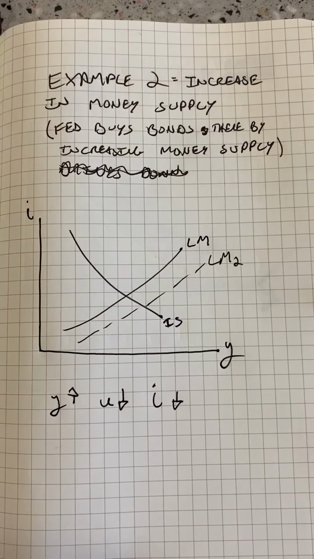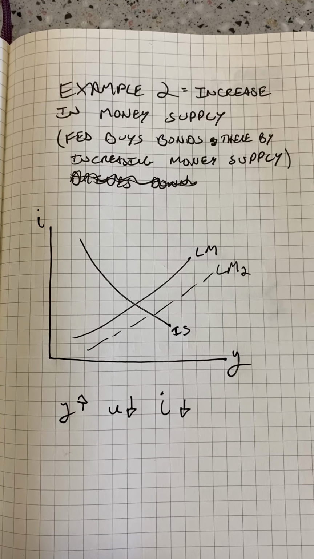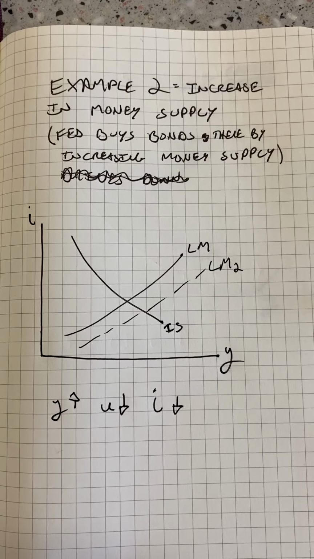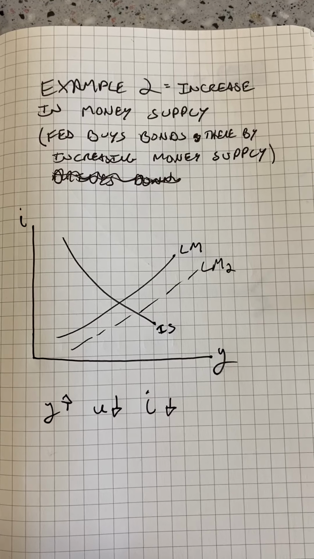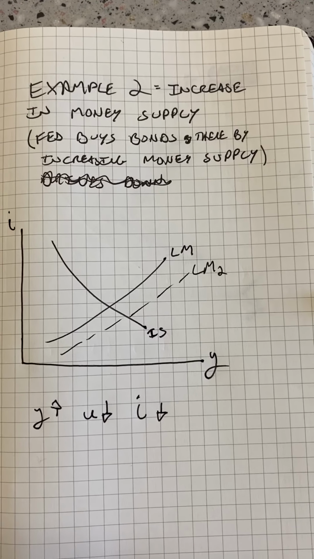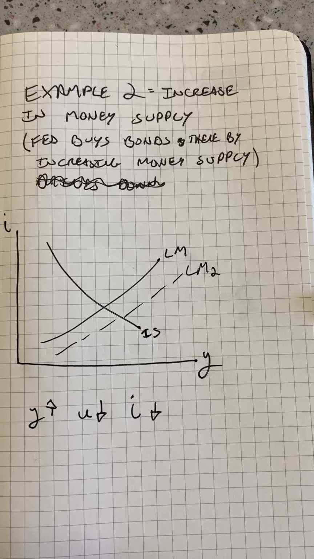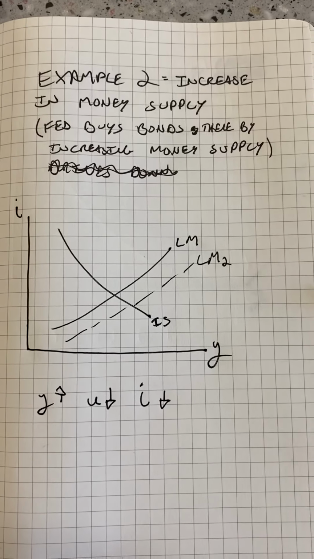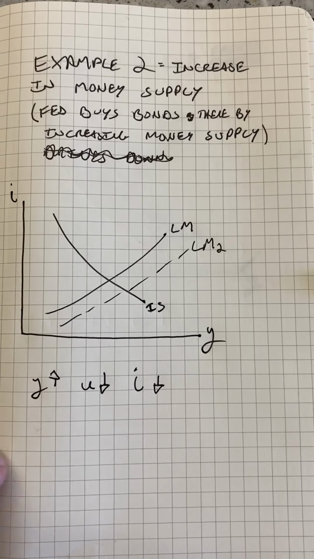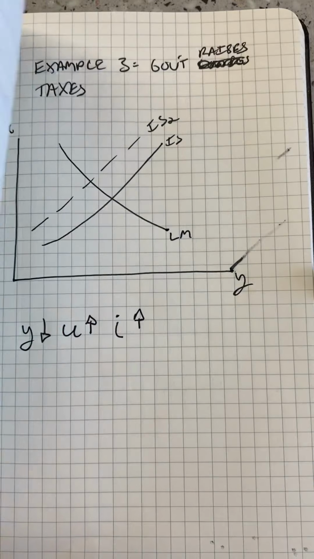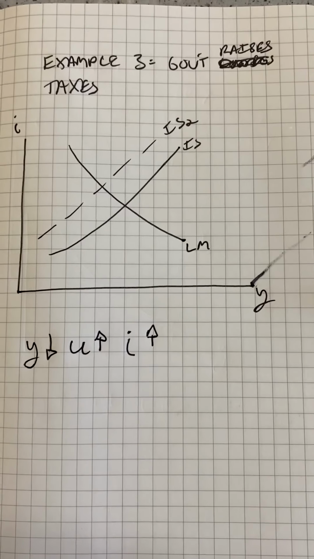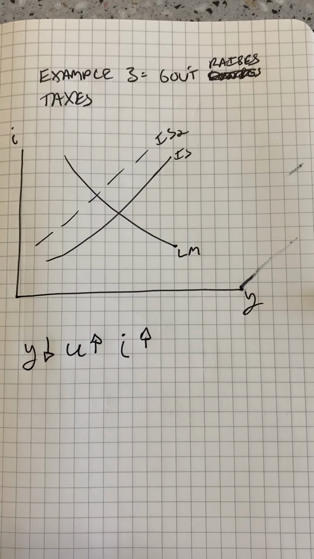In example 2, we have an increase in money supply. That is, the Fed buys bonds, thereby increasing money supply. That shifts the LM line, or the liquidity of money line, to the right, raising GDP, lowering unemployment, and lowering interest rates. The third example that I'll use is that the government raises taxes.